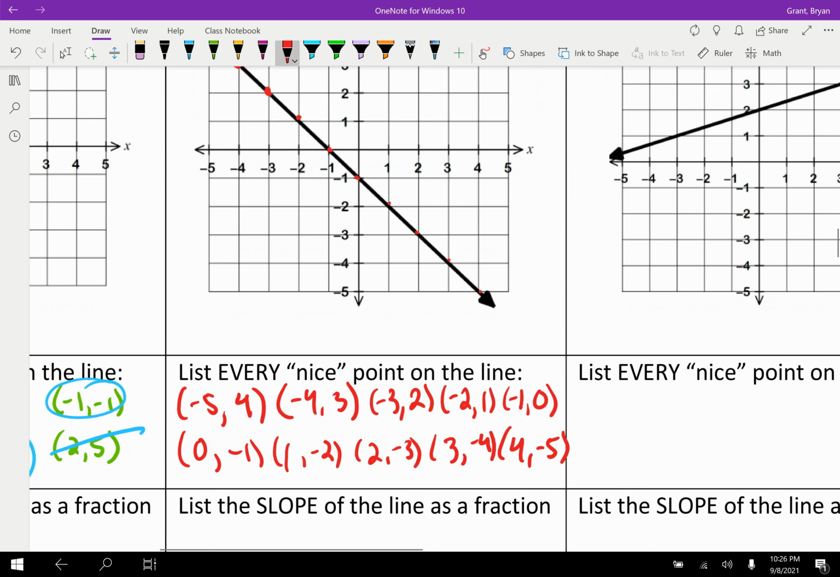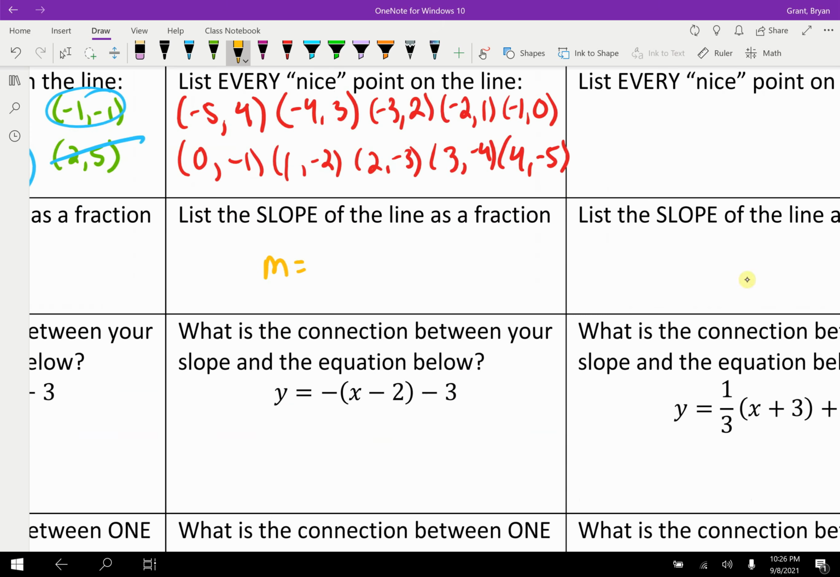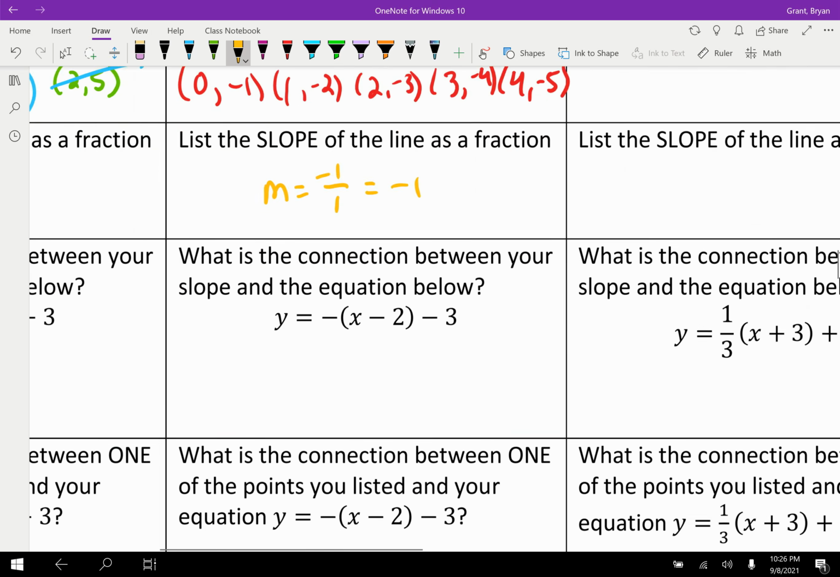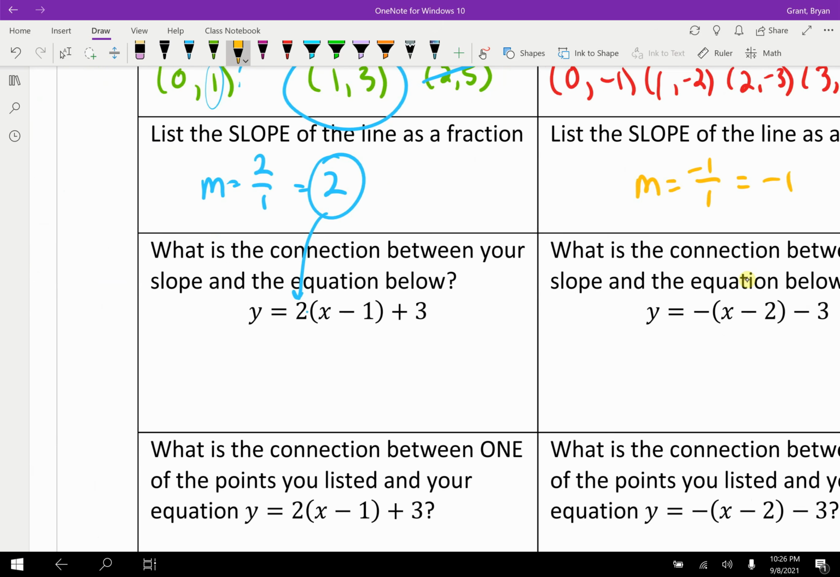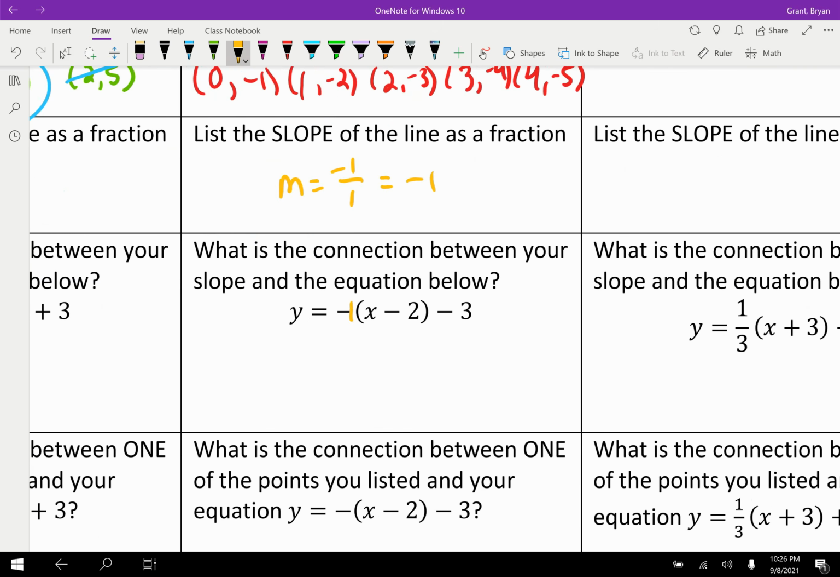All right, let's find the slope of our line. Slope looks like it goes down 1 to the right 1. So m equals -1 over 1, which is just -1. Okay. Do we see a connection? Well, I don't see a -1, but if we look over here, this was the number out front. Oh, we could put the invisible 1 here. And so it looks like the slope is again outside the parentheses multiplying.